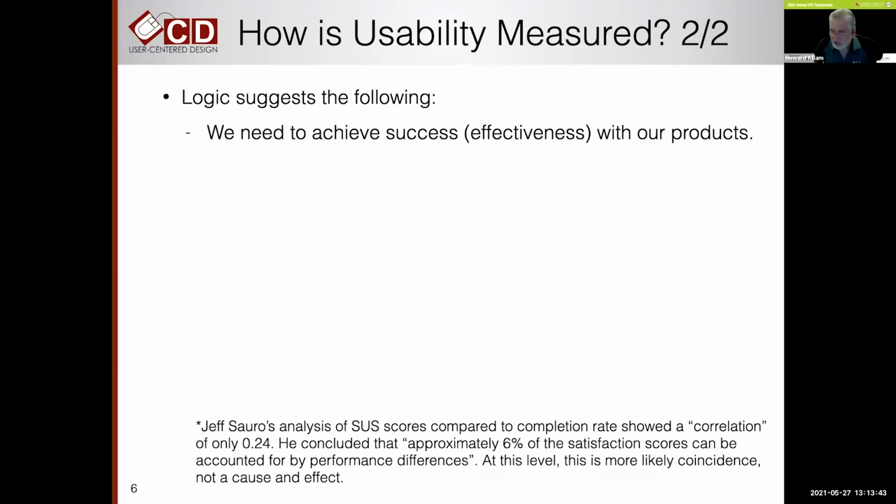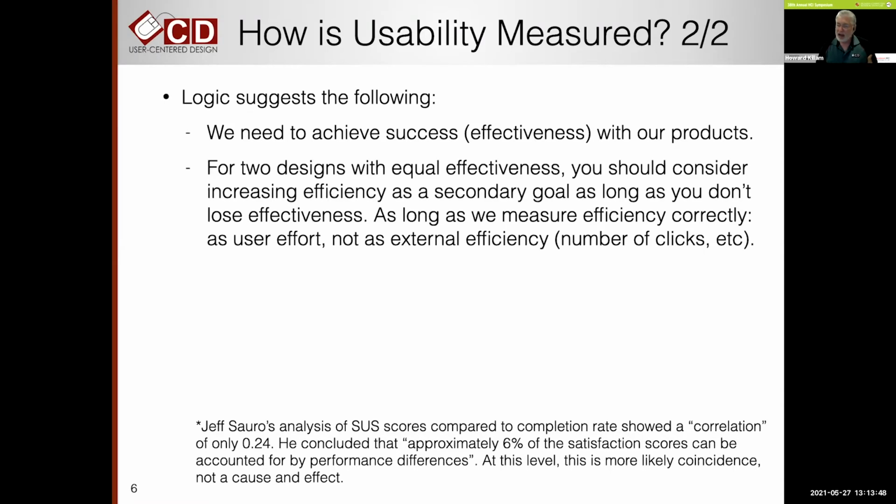We want people to succeed with the product. So that's the most important thing we have to know. Can they succeed? If we have two designs with the same level of success, or we've reached a level of success we're comfortable with, can we improve the efficiency, as in, can we improve how difficult it is for a user to think their way through a design, not worrying about these external measures? We may end up reducing the number of clicks. We may end up reducing the number of screens, but we may end up adding clicks or adding screens if we're focusing on the mental effort.